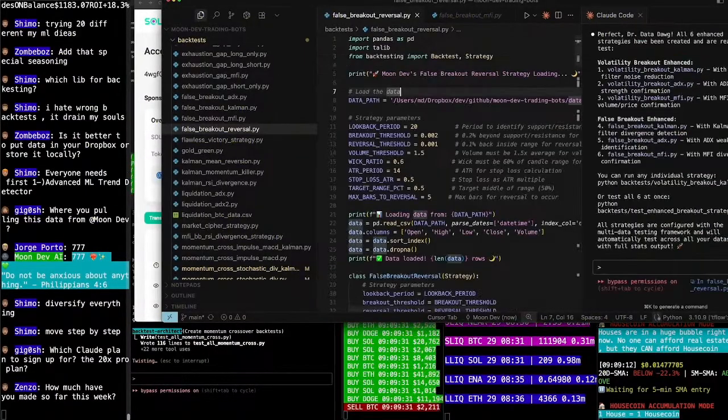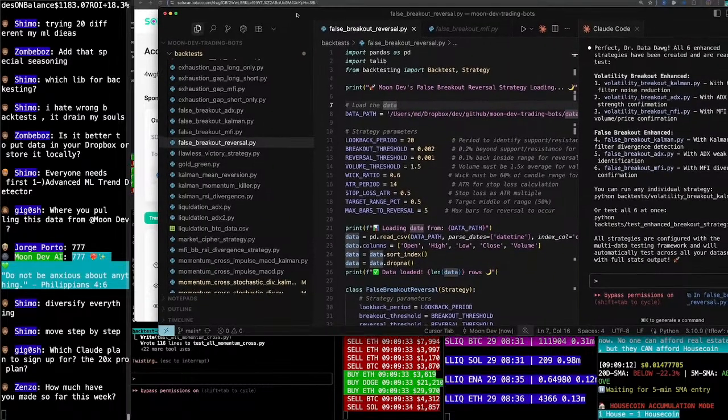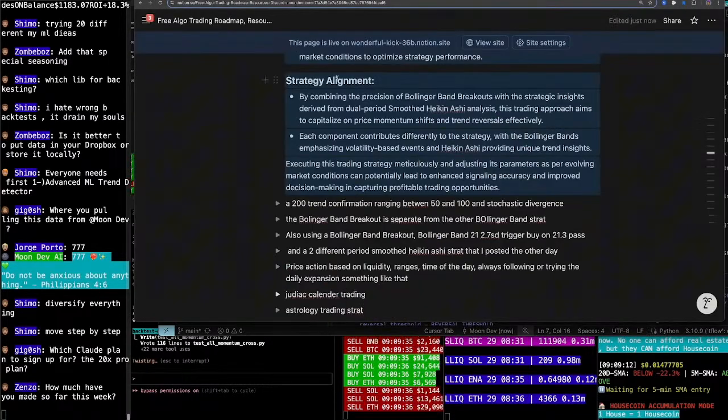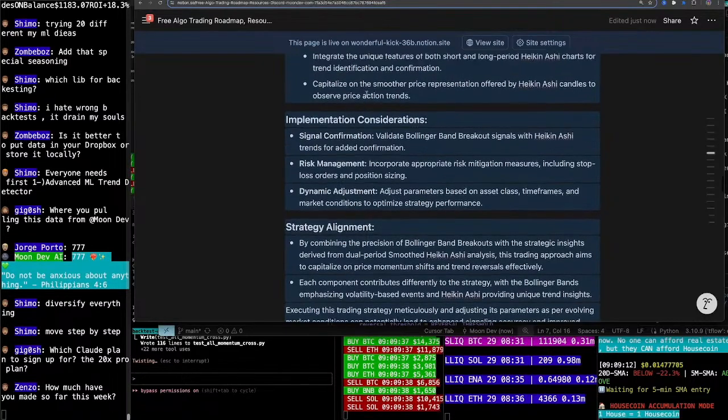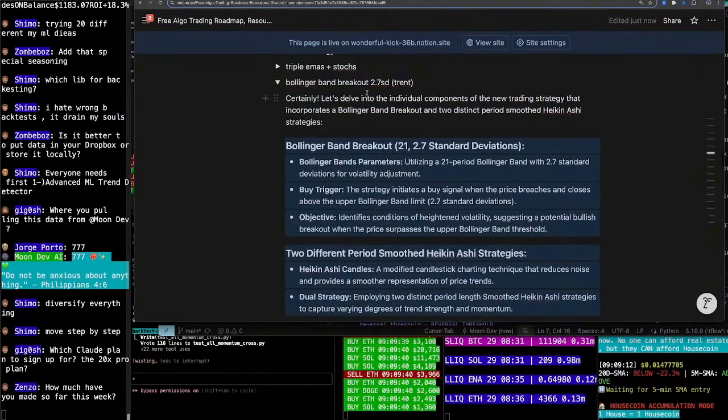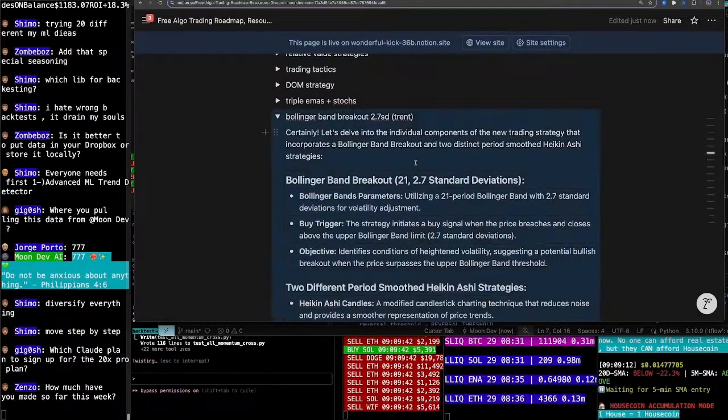Keep it pushing here. I've got some more ideas. So these ones, I want to try this. This is going to be good. So where is it? Is it this? This one right here.